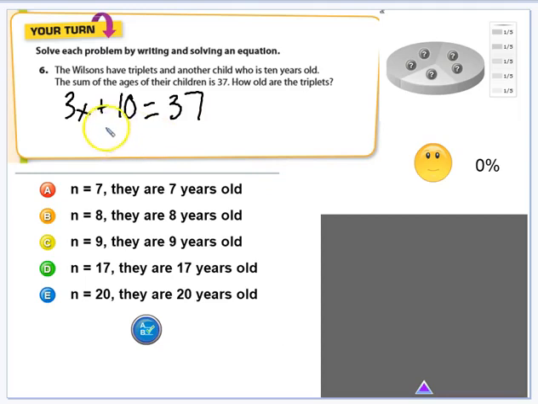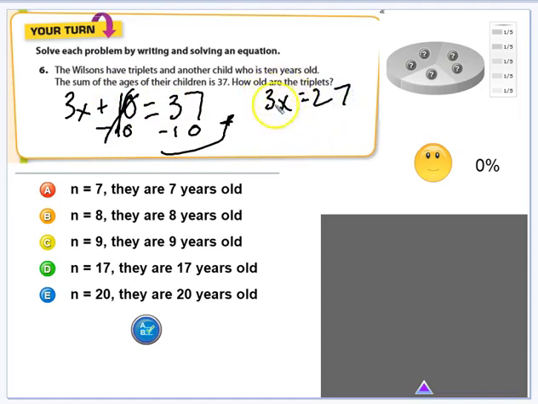So I have to get rid of this 10 because I need my variable by itself. I take away that 10, I take away that 10. I'm going to put it over here. So I get 3x because the positive 10 and the minus 10 cancel each other out. And then 37 minus 10 is 27.